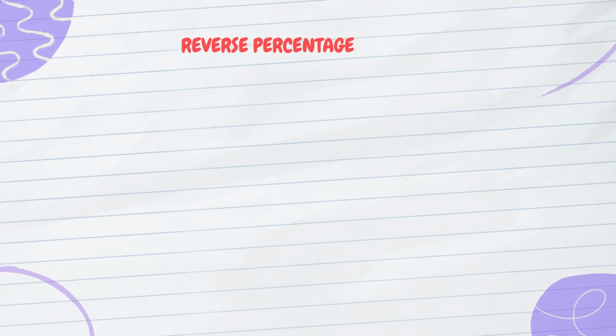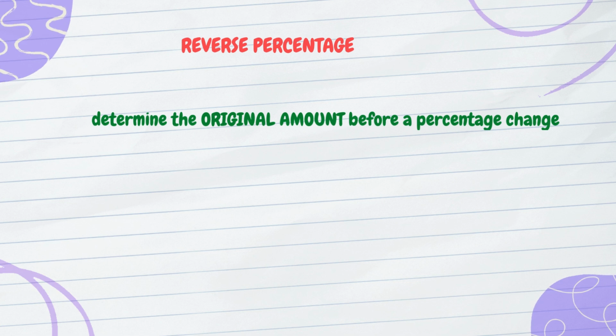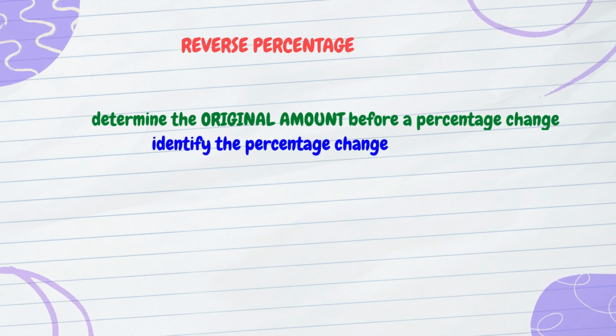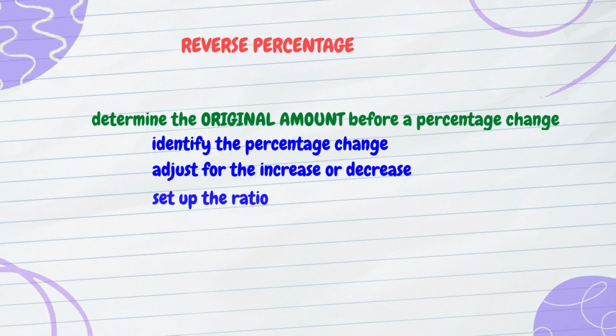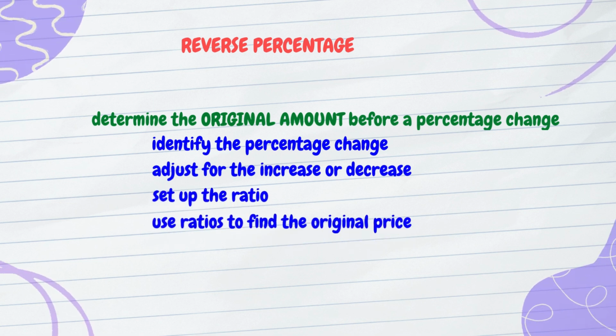To recap, reverse percentage is a technique used to determine the original amount before a percentage change. To solve reverse percentage problems, first, identify the percentage change. Second, adjust for the increase or decrease. Third, set up the ratio. Finally, use ratios to find the original price.